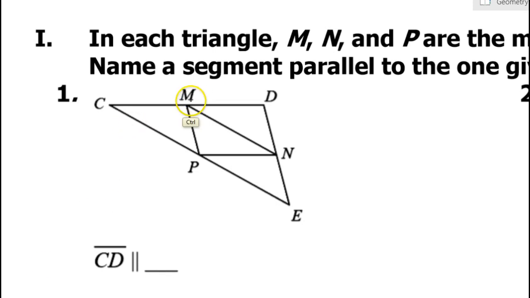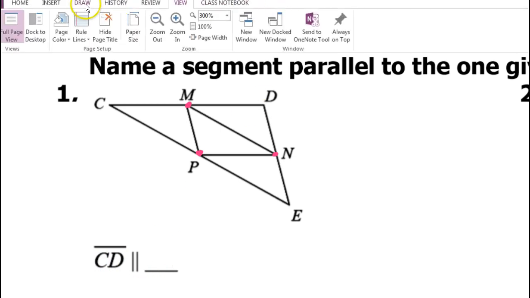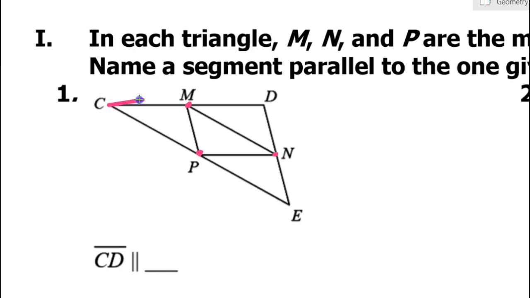In this section of the worksheet, we are given that all 3 of these points are in fact midpoints, which means that each of these segments on this small triangle are all midsegments. So segment CD is parallel to what? So here is segment CD, and that should be parallel to the midsegment PN. Those are going to be parallel. So CD is parallel to PN.